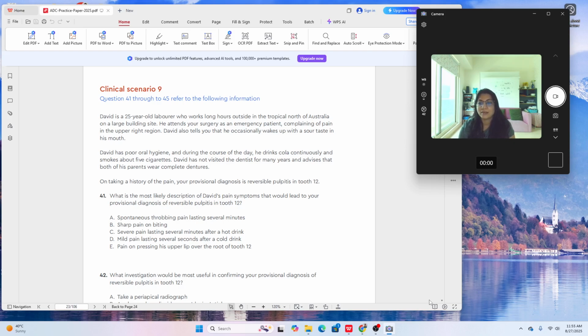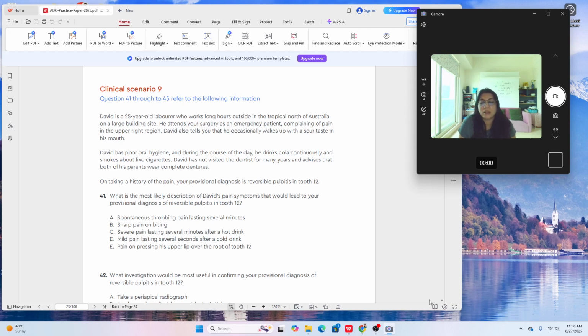Now, what is the most likely description of David's pain symptom that would lead to your provisional diagnosis of reversible pulpitis in tooth 1, 2? So basically, what made you think that it's reversible pulpitis and not irreversible pulpitis? Spontaneous throbbing pain lasting several minutes. Whenever there is spontaneous pain, it has to be irreversible pulpitis because there is no trigger. Reversible pulpitis always will have a trigger, and that trigger will be either cold or an extreme hot thing, but mostly it has to be a cold stimulus, and the pain has to be mild and it has to go away within a few seconds, and the pain should only be present in the presence of a trigger. Anything apart from this is a separate diagnosis of the pulp.